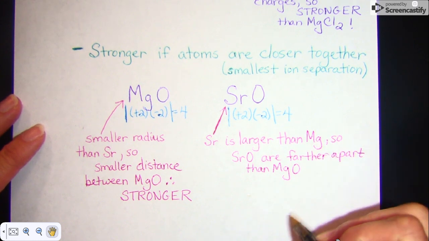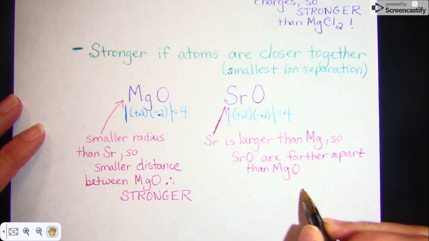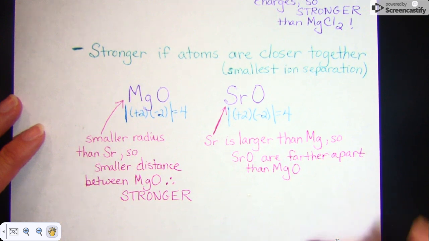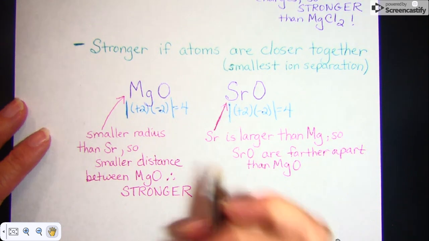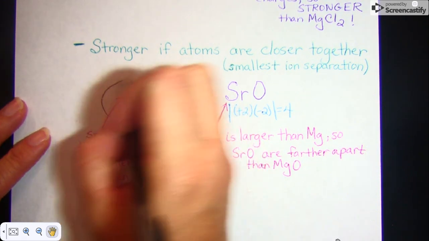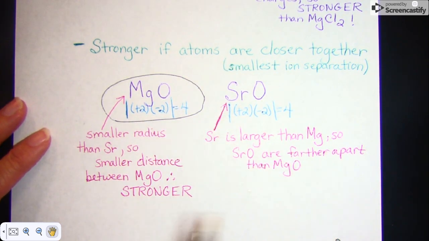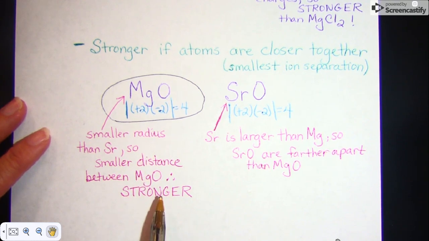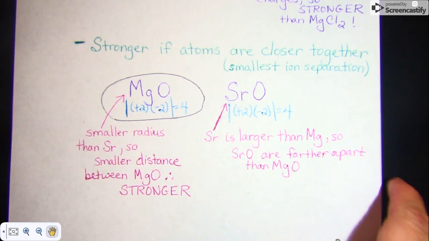If you're trying to hold on to somebody and your arms are reaching out farther, that means you're going to have a harder time than somebody very, very close, like magnesium oxide. It's going to be much closer and stronger because they are close together, holding on very, very tight, smaller distance between them. All right. Let's move on. So that is ionic.